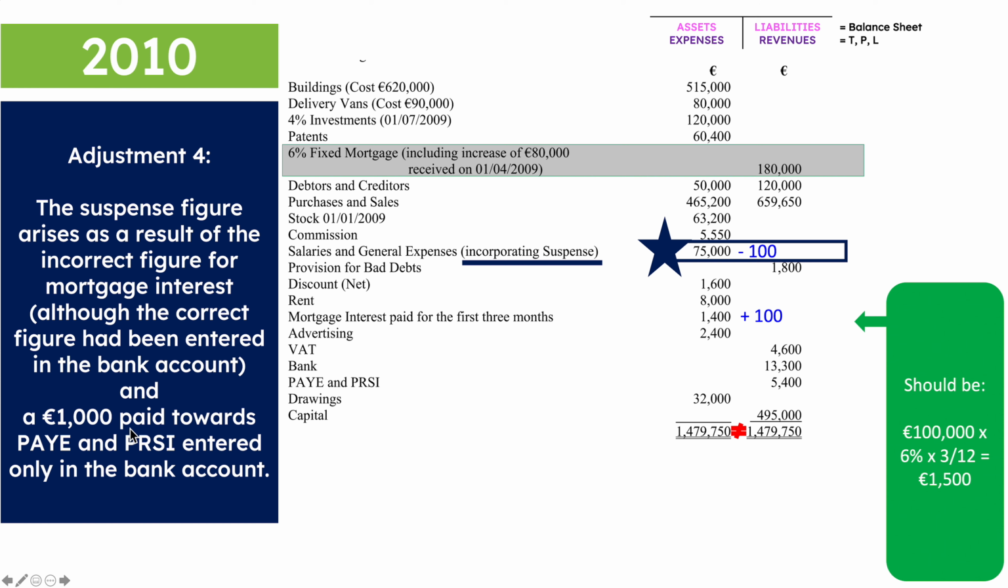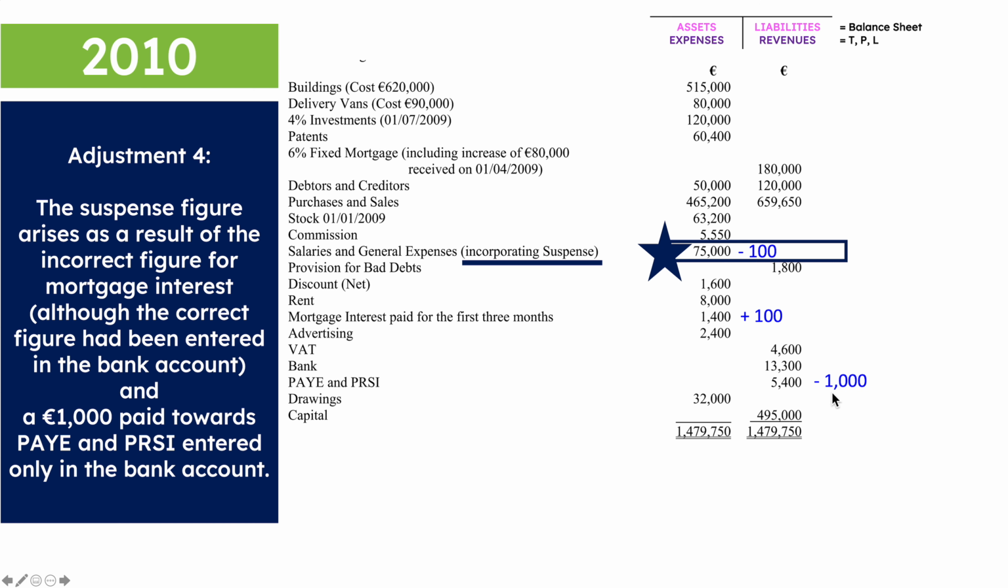And then we have a payment of 1,000 paid towards PAYE and PRSI, entered only in the bank account. So there was no entry in the PAYE and PRSI account here. Now looking at this PAYE PRSI account, that is a liability, right? That only ever goes in the balance sheet, like as does VAT. So if I paid 1,000 towards this liability that I owe the government, it is going to reduce. So I will minus 1,000 from this 54. Now, as you know, your two sides won't equal if you have minus 1,000 from the credit side. So what you have to do to the debit side, the item incorporating suspense, you also have to minus that there.